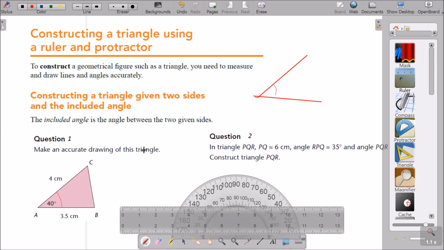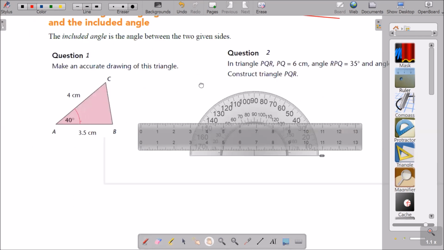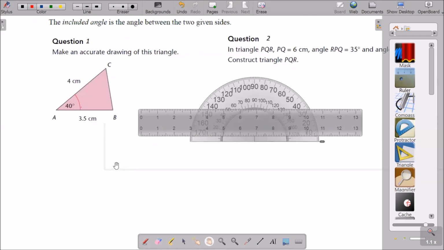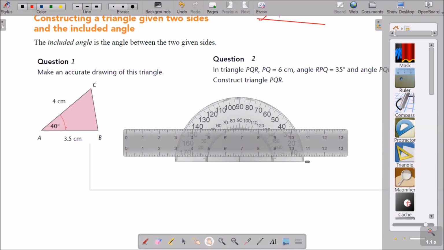Let's go to this question. Make an accurate drawing of this triangle. 40 degrees is the included angle between AC and AB. So we want to construct this triangle as accurately as possible. What we need first is a ruler. Take our ruler.